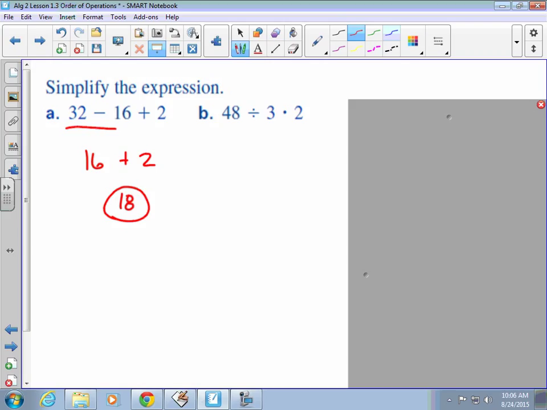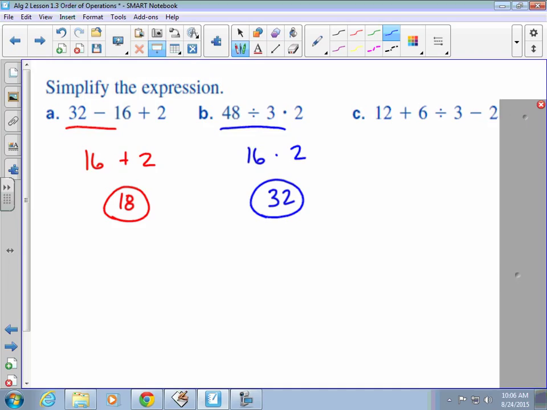Again, do not skip over 48 divided by 3 to do 3 times 2. 48 divided by 3 is 16, and 16 times 2 is 32. And then do this last one next to it.